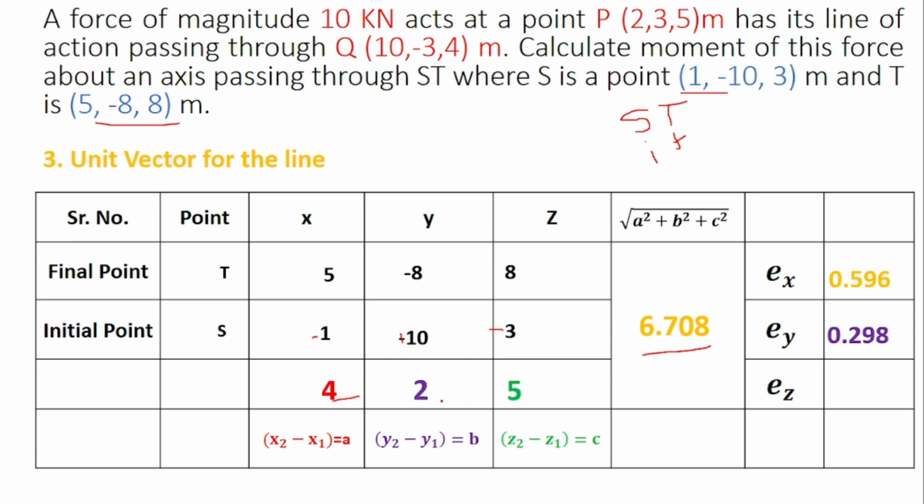Ey will be 2 divided by 6.708, so the answer is 0.298. And last term is 5 divided by 6.708, the answer is 0.745. So after calculating Ex, Ey, Ez, write it in the vector form, that is 0.596i plus 0.298j plus 0.745k. So this is the unit vector for the given line.